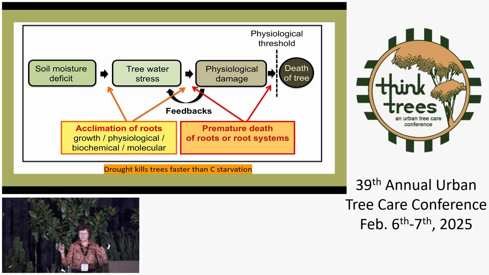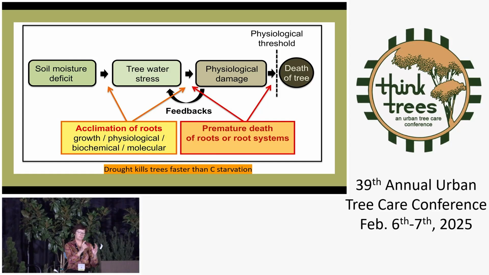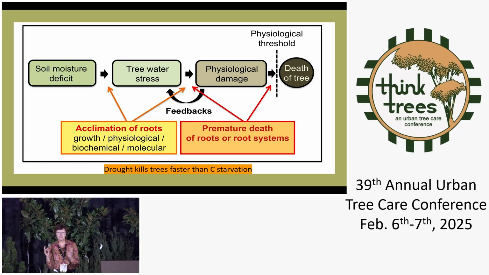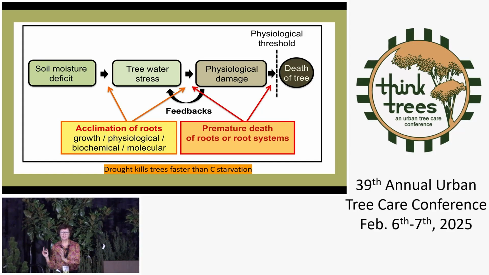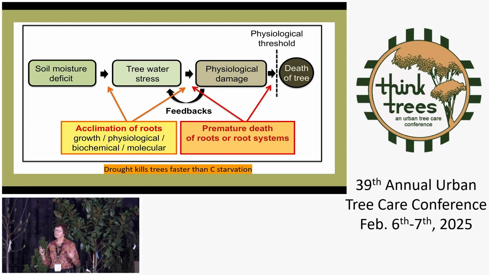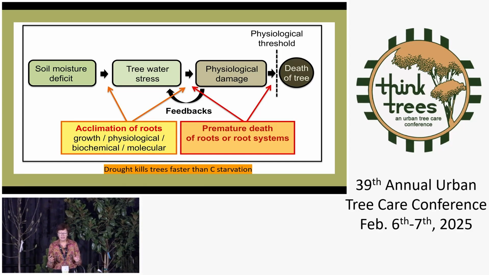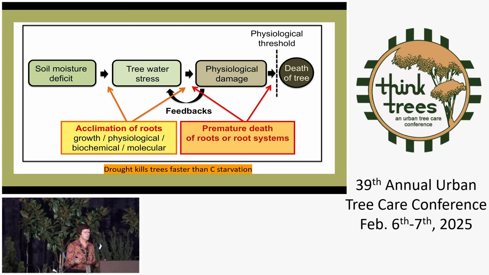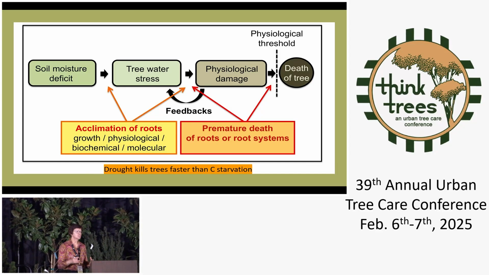So when you're looking at this cycle, we're starting with a mild soil moisture deficit, we're going to whole tree water stress, and then we're going to physiological damage. There are all kinds of feedback loops because the plant is trying to signal, let's try this, let's try this. And the feedback loops, they will work for a while. There is the acclimation of roots, there's the stopping of root growth, there may be physiological, biochemical, and molecular changes.